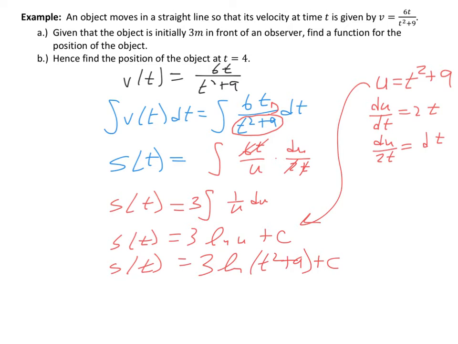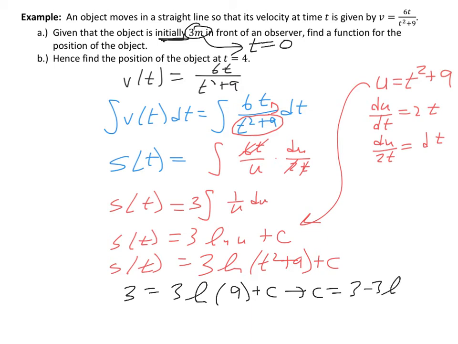Now, we're told that the object is initially 3 meters in front of an observer. So what this means for us is that this 3 meters, this happens initially, means when time is 0. So the position will be 3 when time is 0. Right? So that means I can find my c value by just doing 3 minus 3 natural log 9. This is definitely a calculator thing. So 3 minus 3 natural log 9.